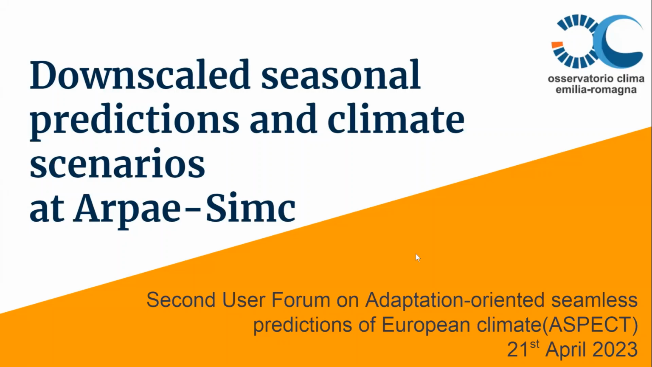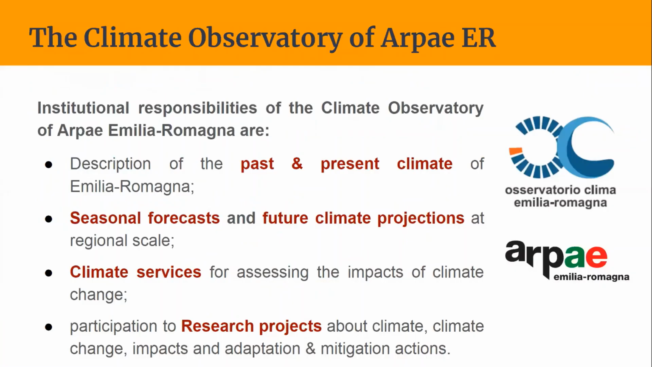So I'm going to present some products that we have developed within the Climate Observatory of Emilia-Romagna. Now, first, what is the Climate Observatory of Emilia-Romagna? In ARPA, it's a service which is meant to offer a description of observed climate, mean value, variability, forecast, and scenario products, including the impacts on some major aspects like health or agriculture over Emilia-Romagna.